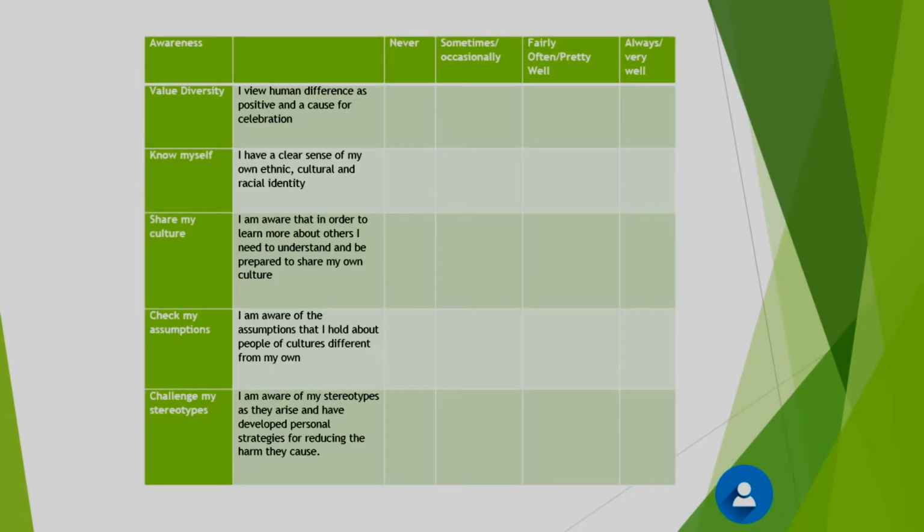In your handout, you will see on the first page a self-awareness checklist. Just take a few minutes and identify where you fall on the checklist. The first one is value diversity. The second one is know myself. The third one is share my culture. The fourth one is check my assumptions. And the fifth one is challenge my stereotypes. And then you can identify where you fall with never, sometimes, fairly often, or always.